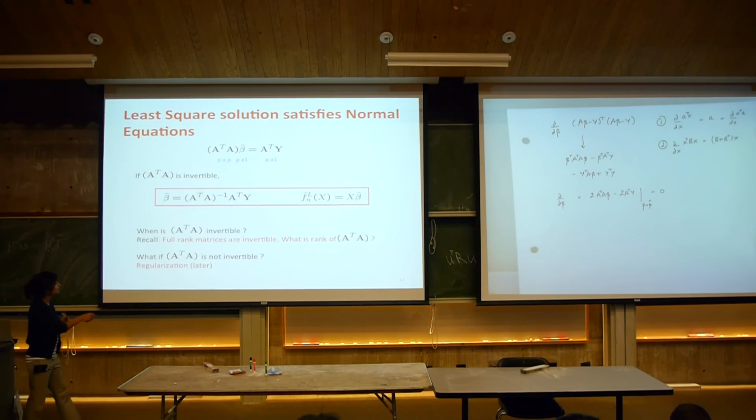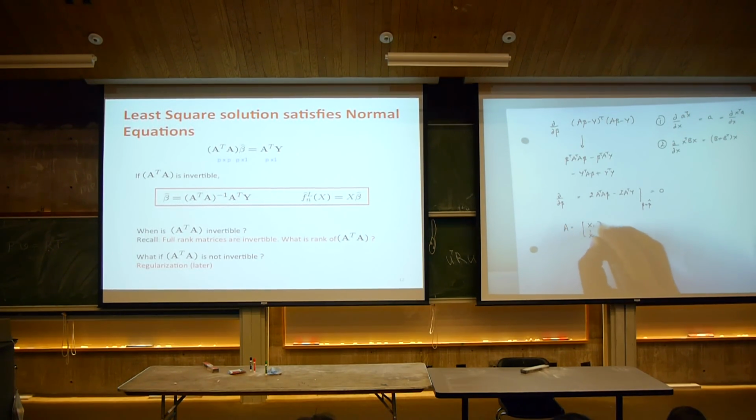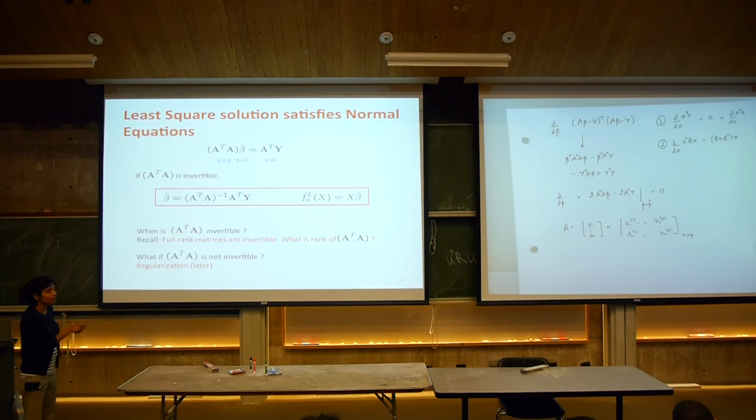All right, so first of all, when is A transpose A invertible? Do people remember when matrices are invertible? They have to be full rank, yeah. What's the rank of A transpose A? So we said we have n data points and p features. And just to remind ourselves, A was defined as x1 through xn, which means it's all the p features corresponding to each data point. So it is an n by p matrix. What's the rank of A transpose A? Okay, some people say p. Any other answers?